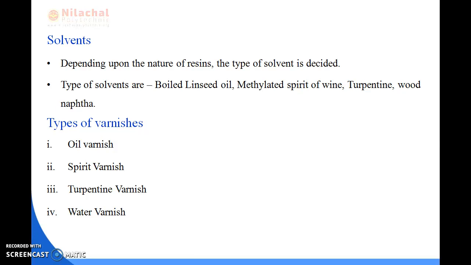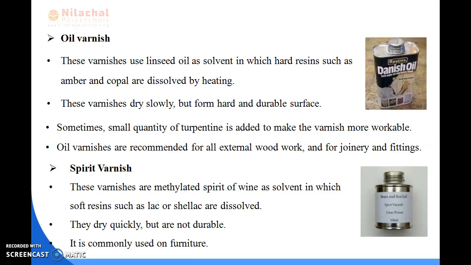Next is, what are the types of varnishes? First is oil varnish, spirit varnish, turpentine varnish and water varnish. So these are the four types of varnishes which are used here. So first we will be reading about the oil varnishes.